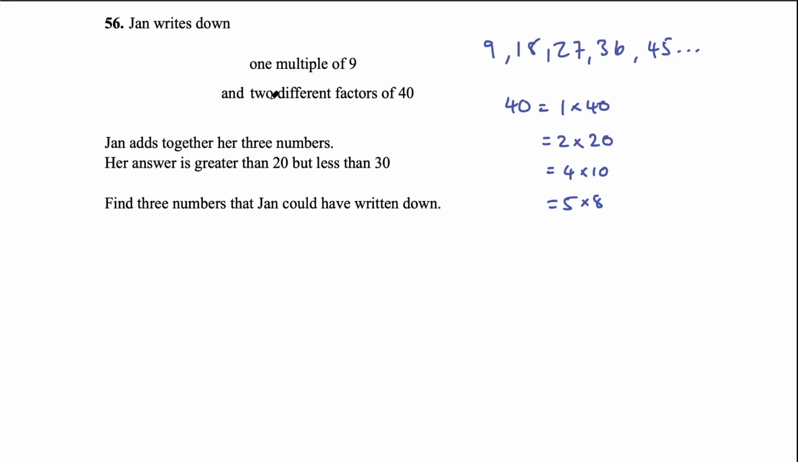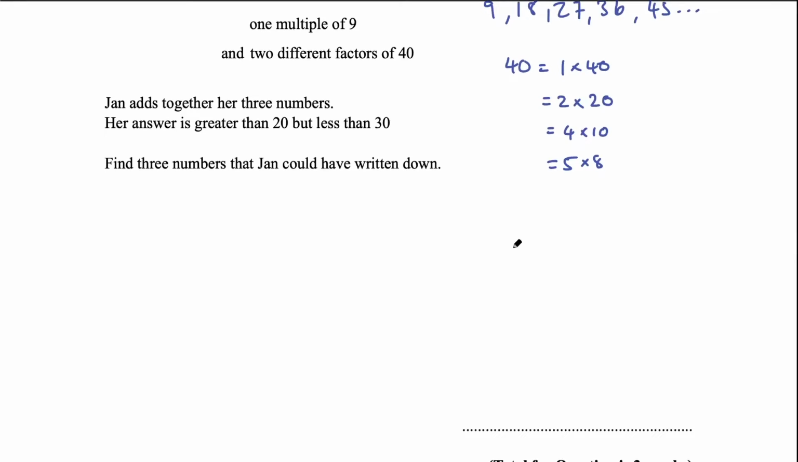And then Jan has got 1 multiple of 9 and 2 factors of 40, and they add to more than 20 and less than 30. All right, so what if we took 1, 2, and 18? That would be 21. Or we could take even 4 and 5 and 18, or 2 and 4 and 18, or 10 and 8 and 9. So there's lots of different answers to this question. As long as you fulfill all of the rules, then you should be fine. So what did I say first? I said 1, 2, and 18. That should be good for 3 marks.